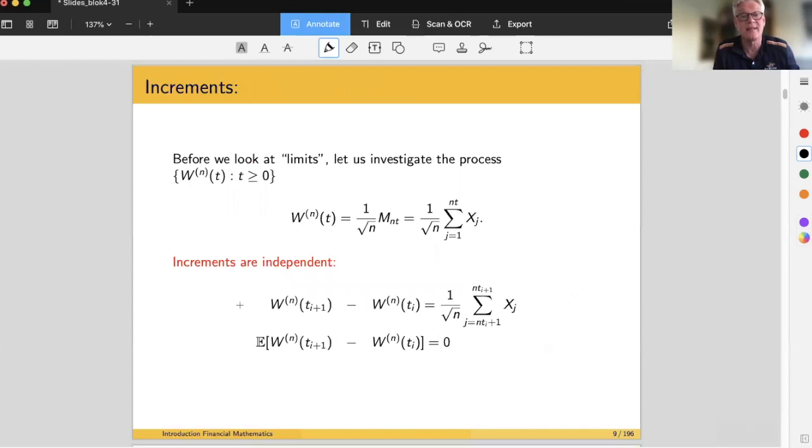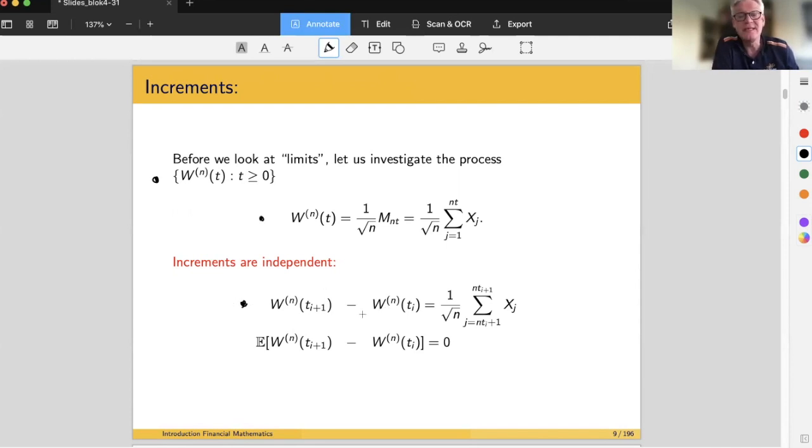the increments Wn at t_{i+1} minus Wn at t_i, that is just defined as 1 over the square root of n, and now the sum, j, runs from n t_i plus 1 to n t_{i+1} of xj. So this process, Wn(t), for t non-negative, is defined as follows. And the increments, they go like we would expect they would go. Now again, the properties remain the same.